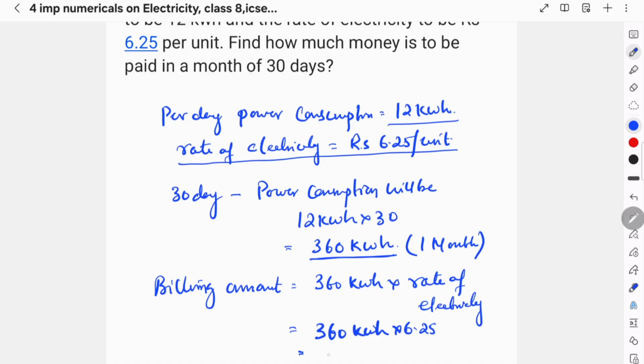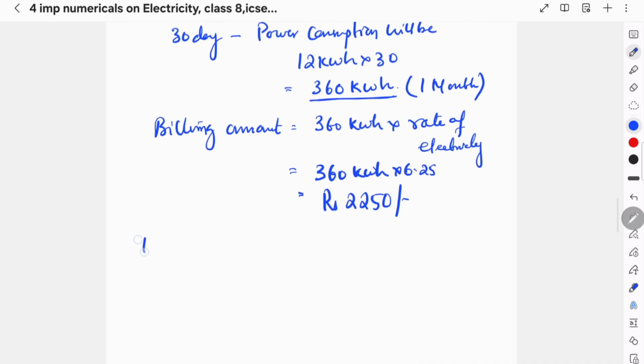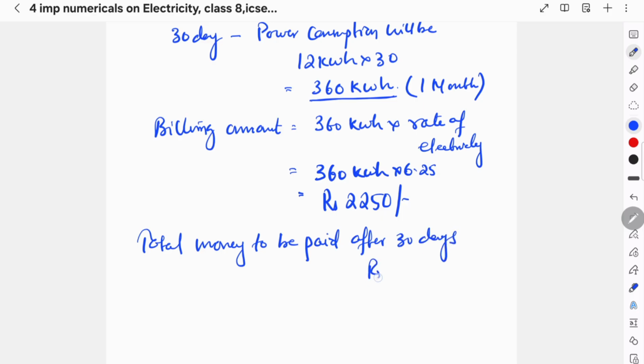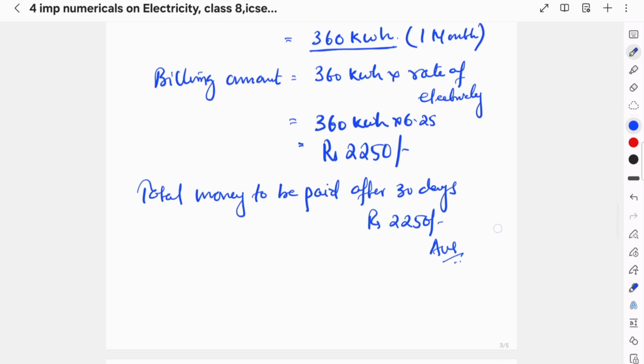So we will get rupees 2250 as the bill. So total money to be paid after 30 days will be rupees 2250. So this is the answer. Okay. Now see the last question.